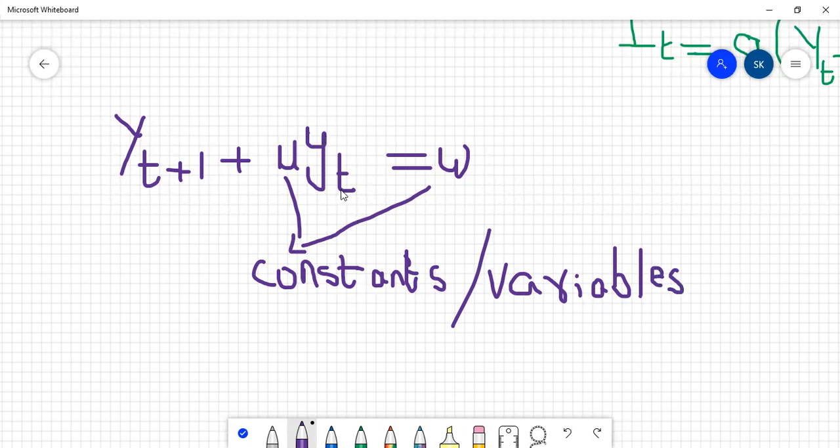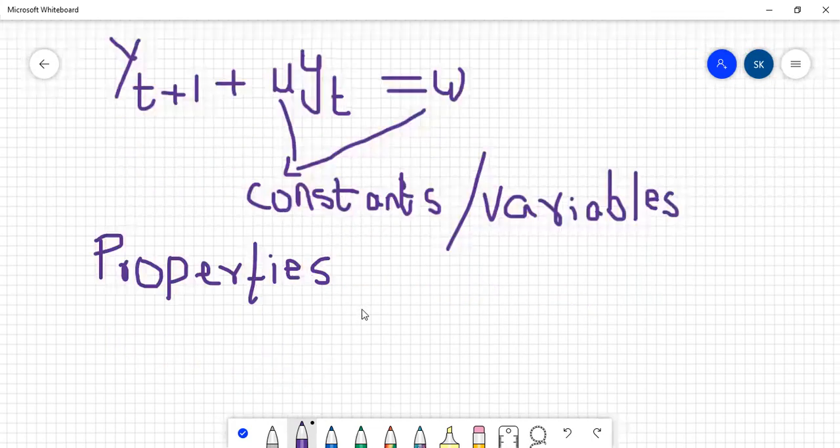Because they are functions of the time period t. Therefore, we will study the properties of first order linear difference equations. For that, we have to explain a few concepts and terms so that it becomes understandable to you. Now let us move on towards the properties.